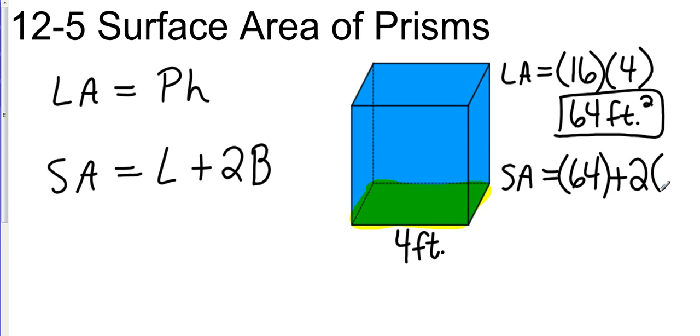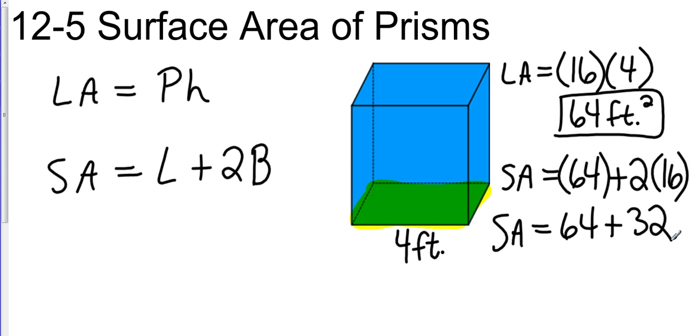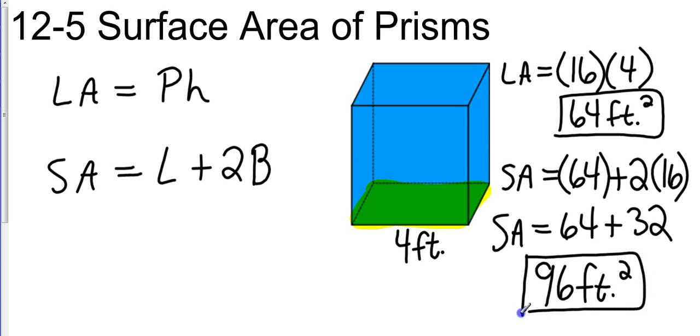Okay, so remember that the base is 4 by 4, and so that's length times width. 4 times 4 is going to be 16. Okay, so our surface area is going to be 64 plus 32, and that gives us a total of 96 square feet. Okay, surface area will always be greater than lateral area. Again, because lateral area is just around the sides, surface area includes the top and the bottom.